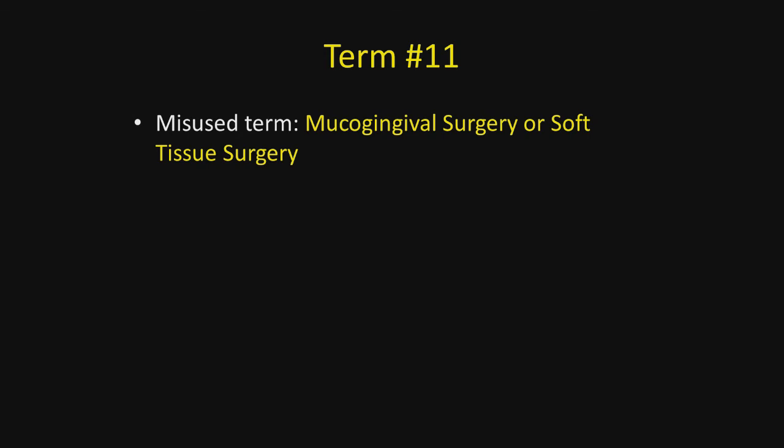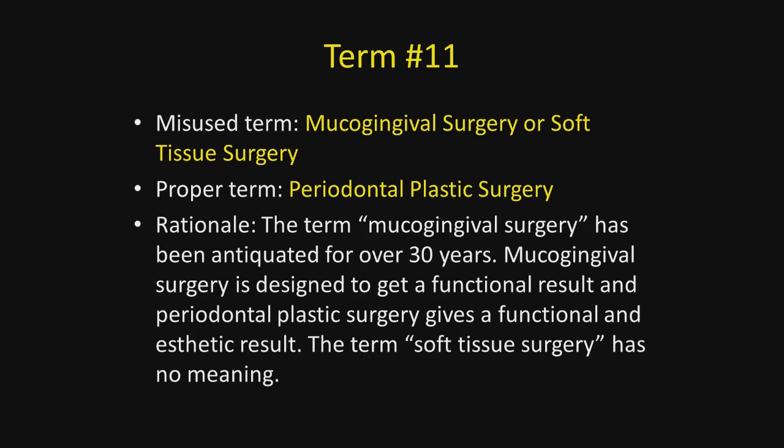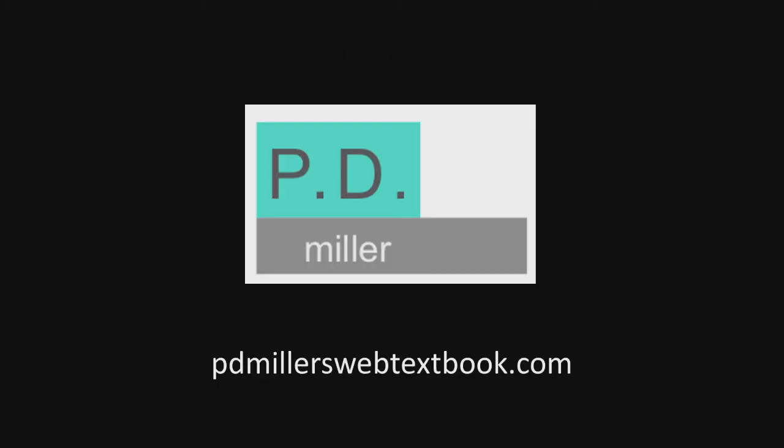Term number 11. A misused term is mucogingival surgery or soft tissue surgery. The proposed term, used by many people already, is periodontal plastic surgery. The rationale. The term mucogingival surgery has been antiquated for over 30 years. Mucogingival surgery is designed to gain a functional result, and periodontal plastic surgery gives not only a functional but an aesthetic result. The term soft tissue surgery, in my opinion, has no meaning, so please do not use that term.